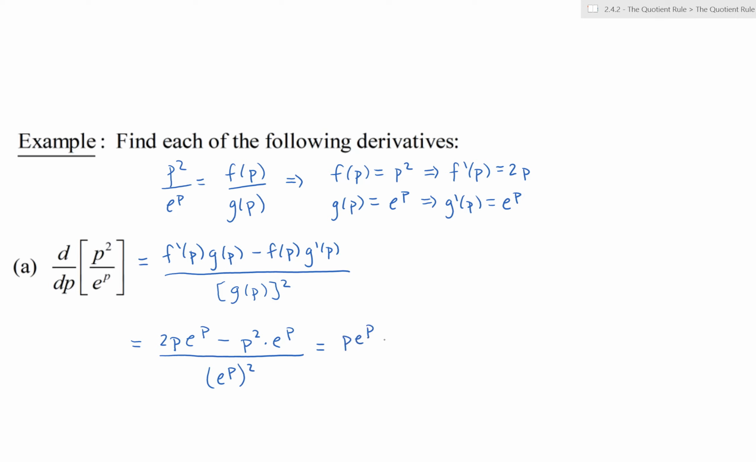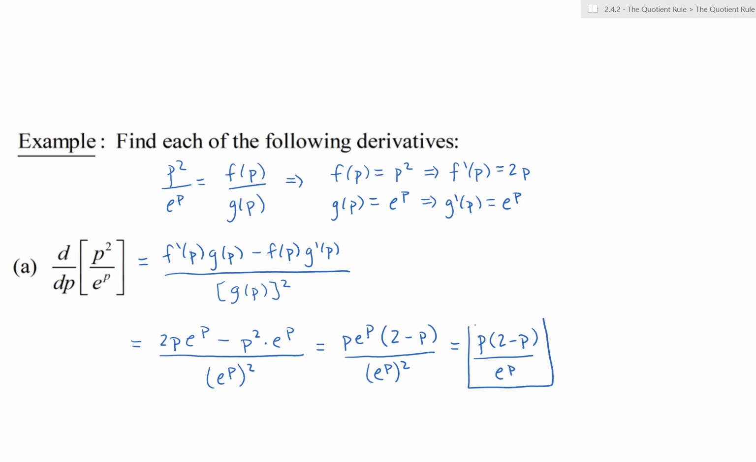P e to the p, I'll factor that out. Just make it a little more clean here. What's left over? 2 minus a p. And all of this is divided by e to the p squared. So we see that this factor of e to the p does cancel out here. And what are we left with as a result? P times 2 minus p over e to the p.